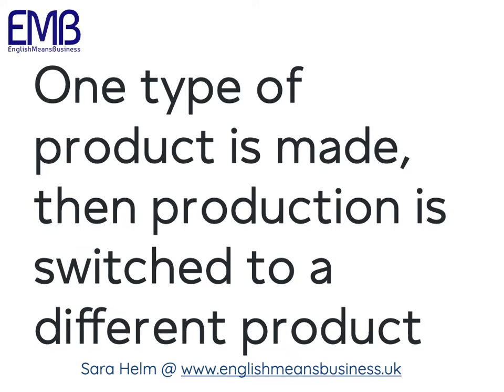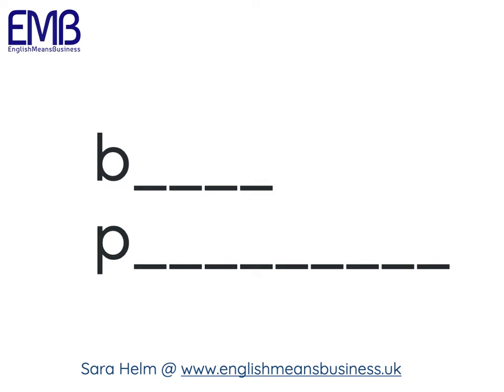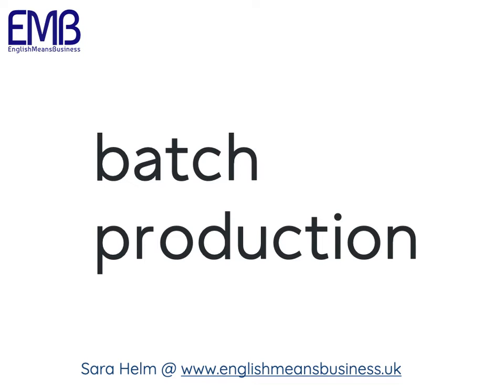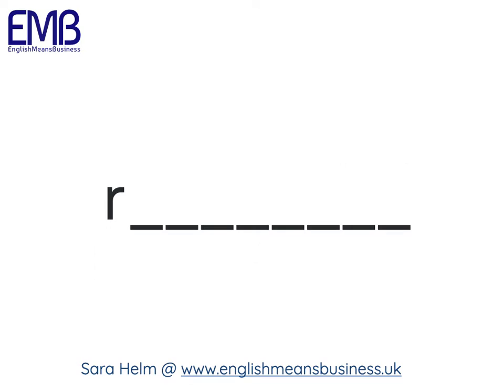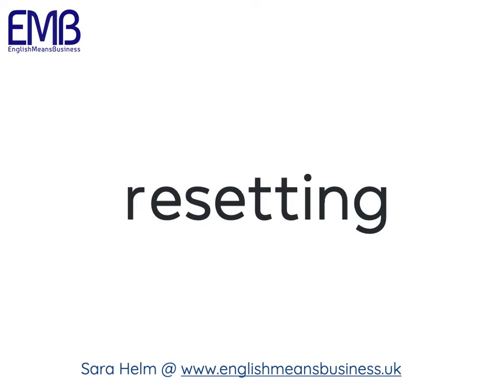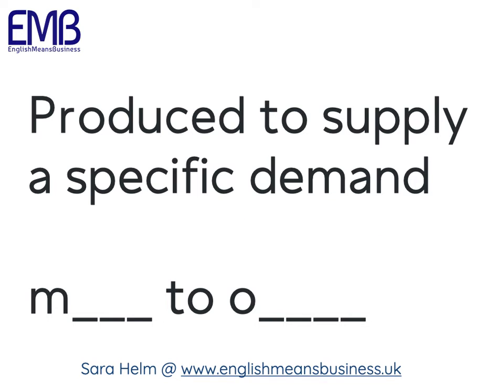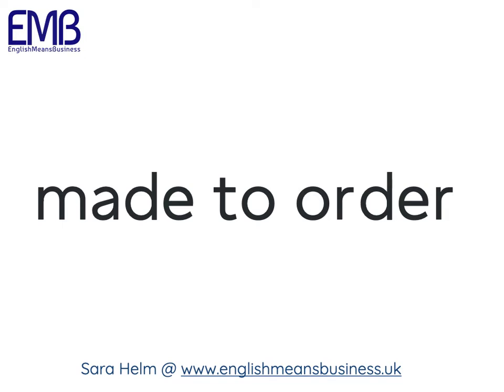This is another type of production where one type of product is made, then production is switched to a different product. Batch production. When an assembly line is changed to produce a different batch of goods, the action is called resetting. Goods that are produced to supply a specific demand are made to order.